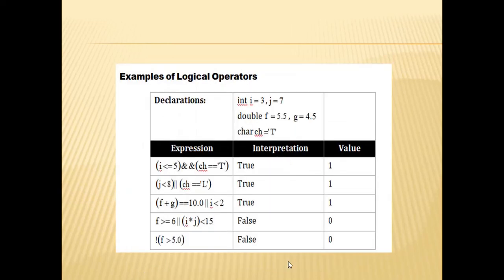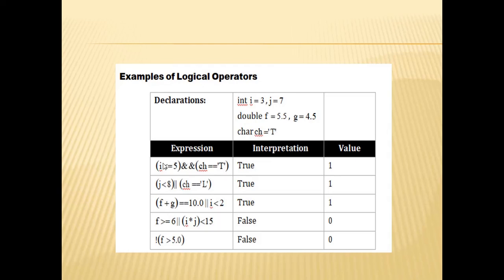So let us see some examples here. Let us consider two integer variables i and j. i is assigned 3 and j is assigned 7. We also declare two double variables: f is assigned 5.5 and g is assigned 4.5. And here is a character variable, ch, which holds the character t.